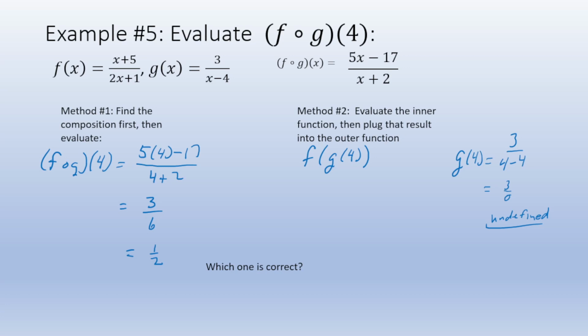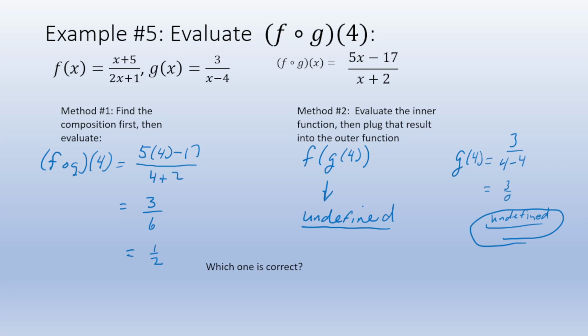Is the composition at 4 undefined, or is it going to be equal to 1/2? The correct answer here is going to be that this is undefined. Why in this case is it undefined? Because when we found the composition first, clearly we were able to plug 4 in.